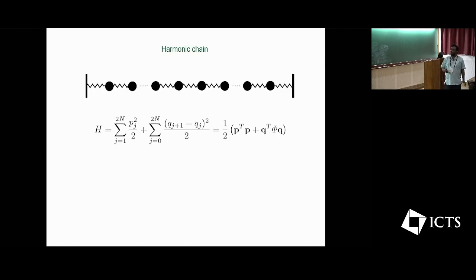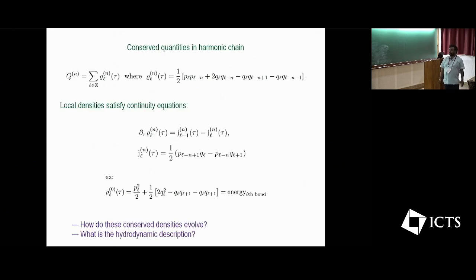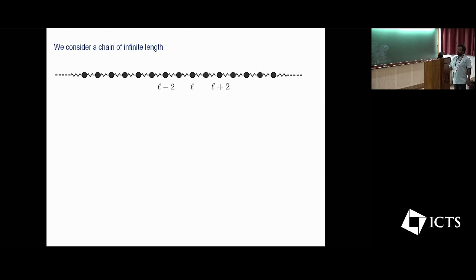So in this talk, I'll consider only the harmonic chain, and we consider two parts of the harmonic chain in two GGE states, of course characterized by different sets of these parameters. This side is L, this side is R at t equal to 0, and we look at the evolution at non-zero time. The conserved quantities you can write down for the harmonic chain also have this kind of local structure, where you have conserved densities which satisfy continuity equations. For example, the 0th one is the local energy, and then you can also write down the other conserved quantities for other n. The question is, how do they evolve?